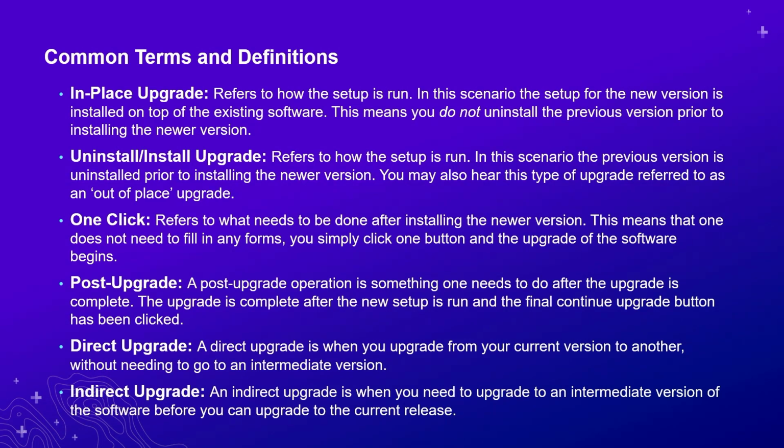A direct upgrade is when you upgrade from your current version to another without having to go to an intermediate version first. So this would be an example of, say, you're upgrading from 10.3 directly to 10.8. And then we also have an indirect upgrade, and this is where you would first upgrade to an intermediate version of the software before upgrading to the current release. So this example would be, say you're at 10.2 and you want to upgrade to 10.8, you would first upgrade from 10.2 to 10.3, and then from 10.3 to 10.8.